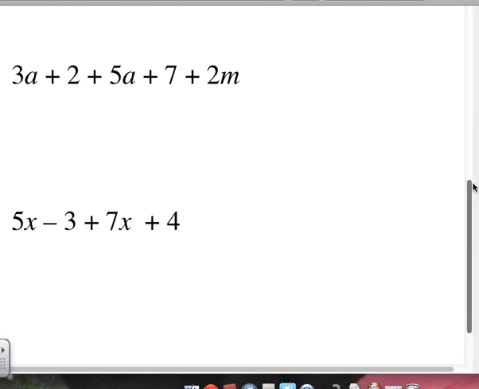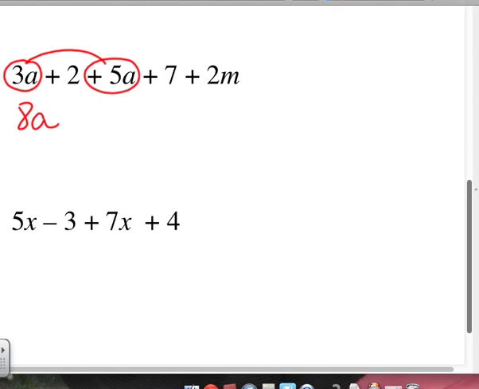Well, this one's getting a little bit longer, huh? That's all right. We're looking for our like terms. I see 3a plus 2 plus 5a plus 7 plus 2m. Right away, I notice those a terms. I've got a 3a and a plus 5a. What's 3 plus 5? 8.